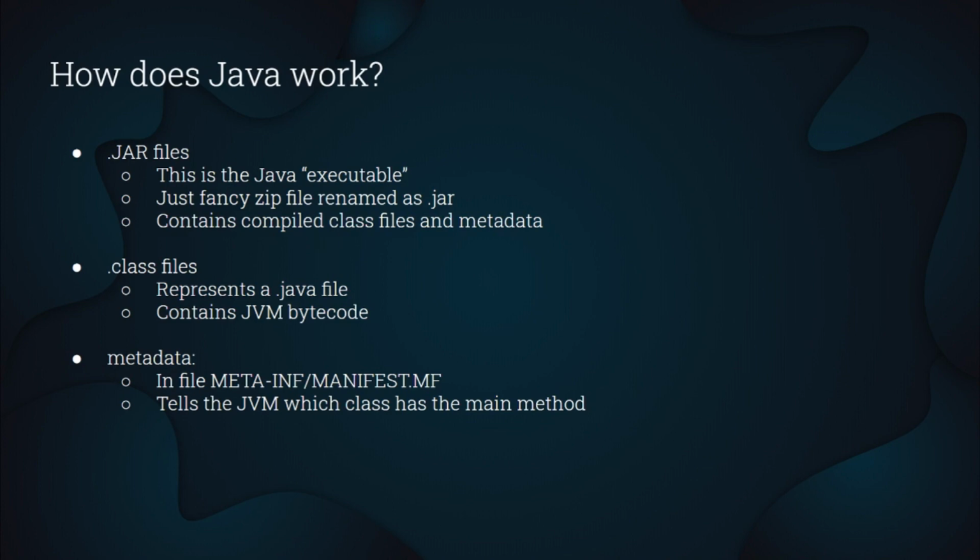So the jar also has metadata, and this is relatively unimportant. It's just a specific file in the jar file. But basically the most important part of the metadata is just to tell the Java virtual machine which class to load first to find the main method.